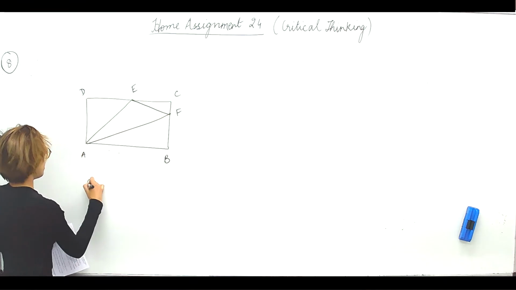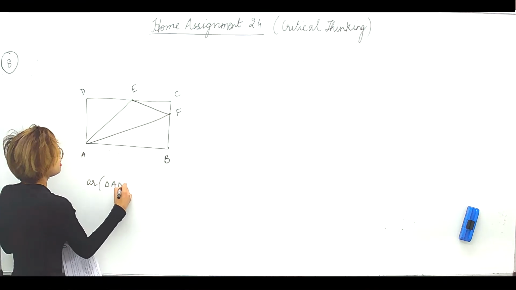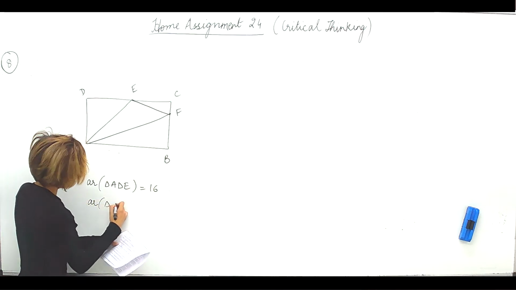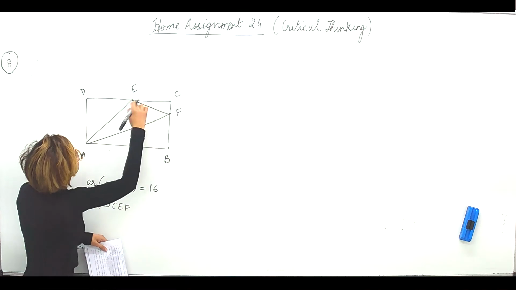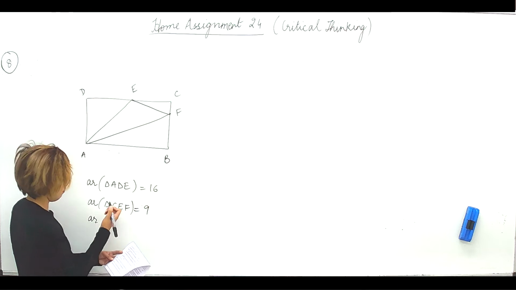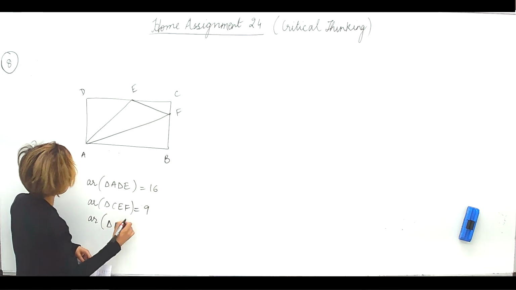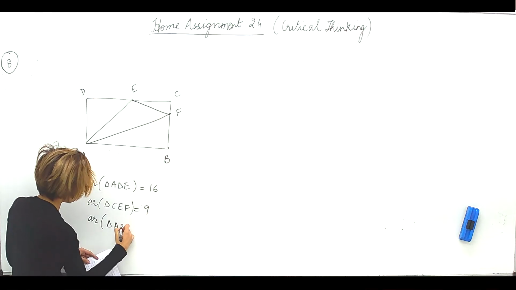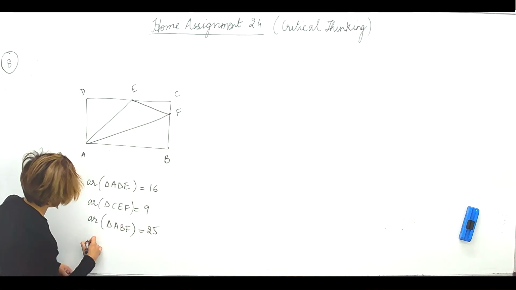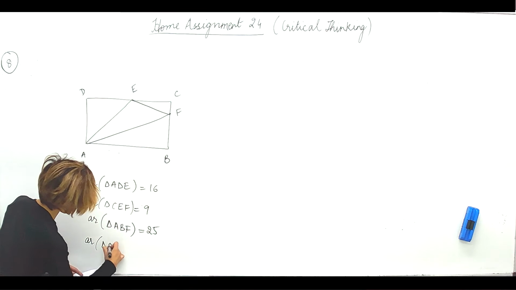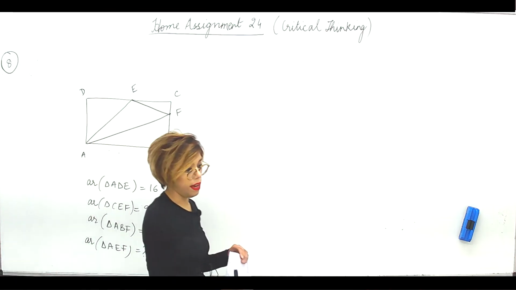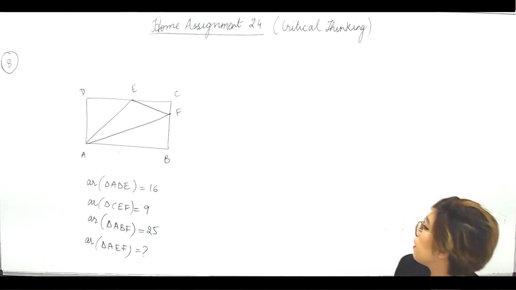Now, area of triangle ADE is given to be 16. Area of triangle CEF is 9. And again, area of triangle ABF is also given to be 25. Now, you are interested in finding the area of triangle AEF. Alright. Now, let's see what we can do.